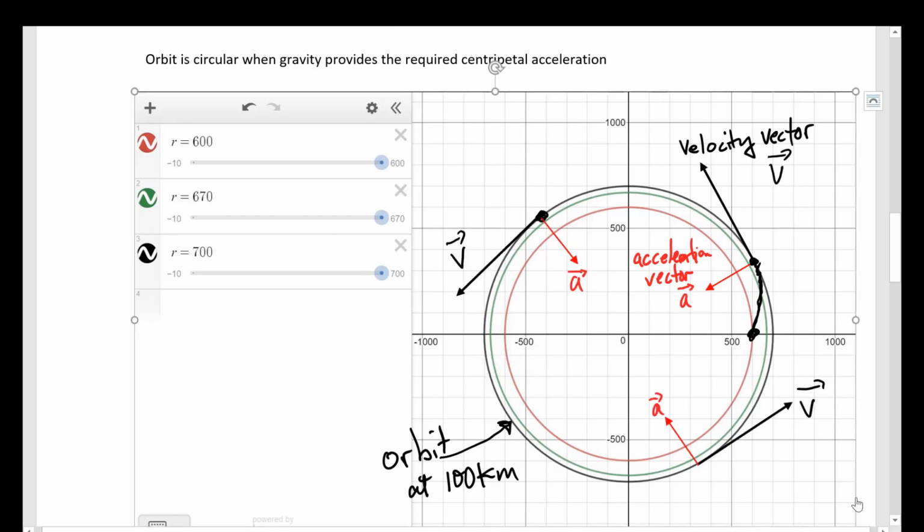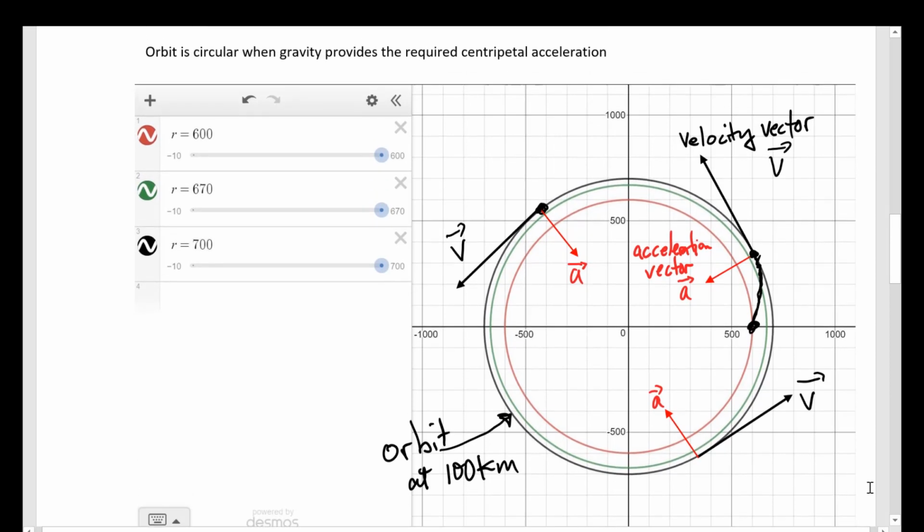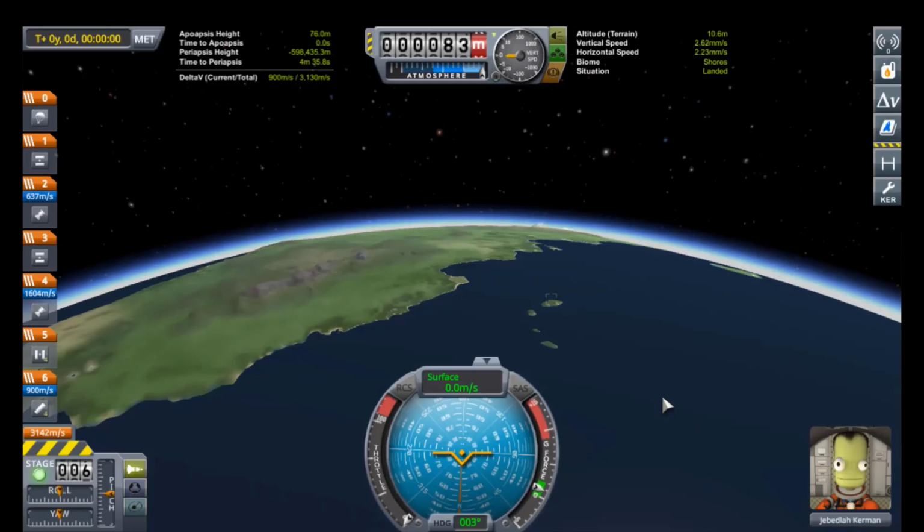Then our velocity is changing only because we are turning. Our speed, which is the magnitude of our velocity, would stay constant. Gravity is keeping us orbiting the planet, neither gaining nor losing speed. And that's a stable circular orbit.